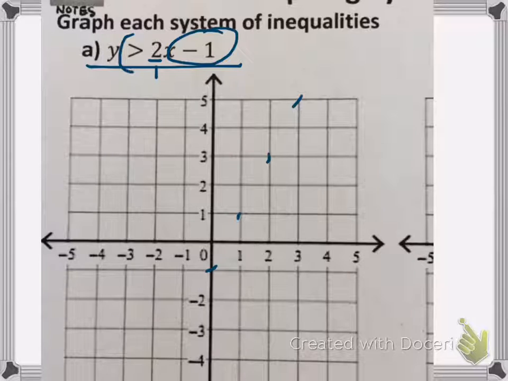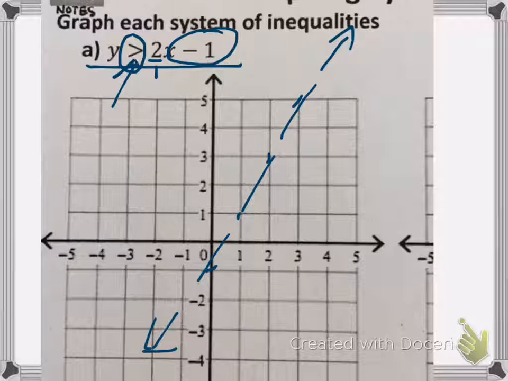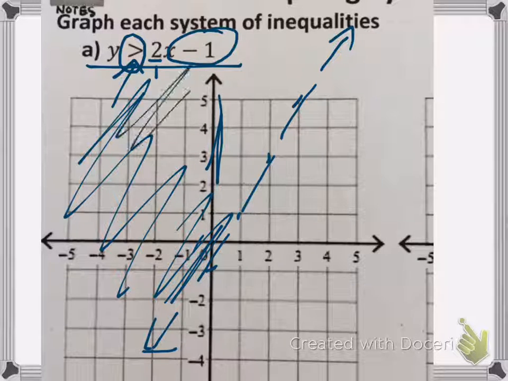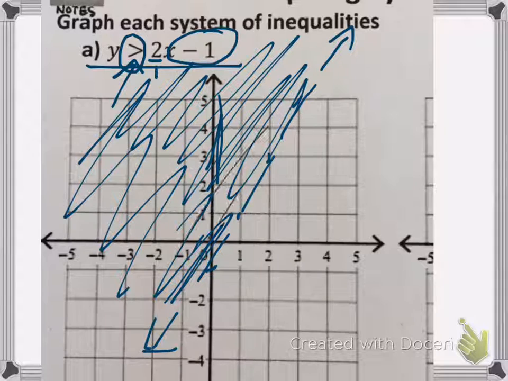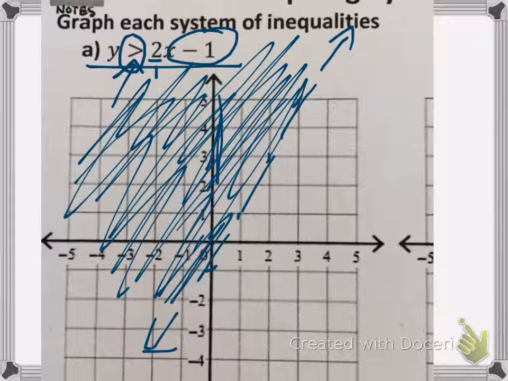Now this line right here is going to be dotted, because it's missing that equal to sign. So as I draw that line, I'm going to make it dashed. And then I'm going to decide whether or not I'm shading above or below the line. Because my y's are greater than the line, my y's get bigger up here at the top, so I know I'm shading everything to include the y's that are bigger than the line. So just up here.